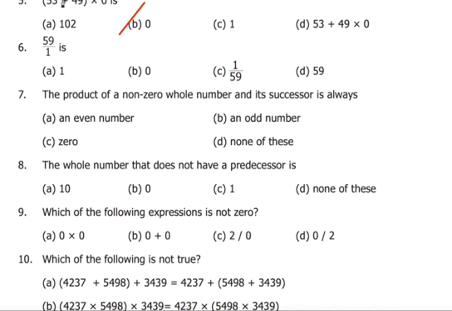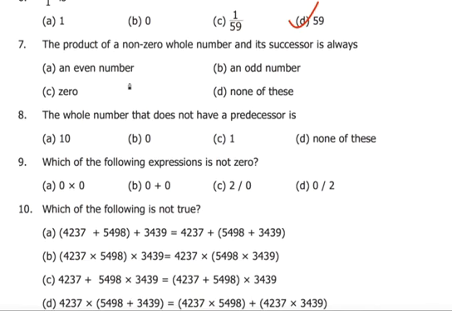Sorry for that. The product of a non-zero whole number and its successor is always an odd number or even number. Non-zero whole number means 1 into 2, or 2 into 3, 6, 3 into 4, how much? 12. Always an even number.